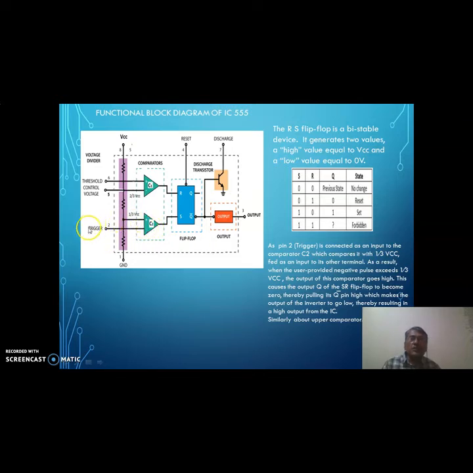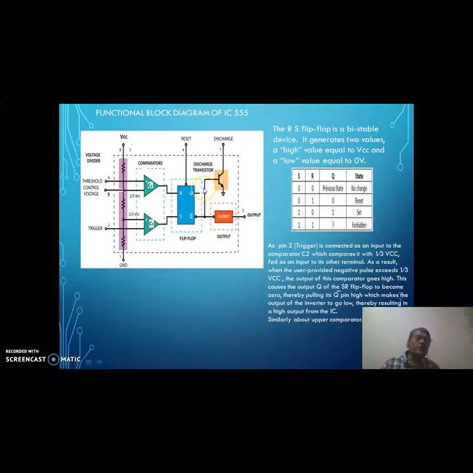If the trigger input is less than 1/3 VCC, that is basically a negative voltage at the comparator input, then this flip-flop will get set. The output becomes 1, so that we can get the output 1. The same is the case for the upper comparator. When the control voltage, or we can say the threshold voltage, is greater than 2/3 VCC, as the reference level is 2/3 VCC for this comparator, then R becomes 1, and when R becomes 1, the flip-flop will get reset, meaning the output Q will be 0.